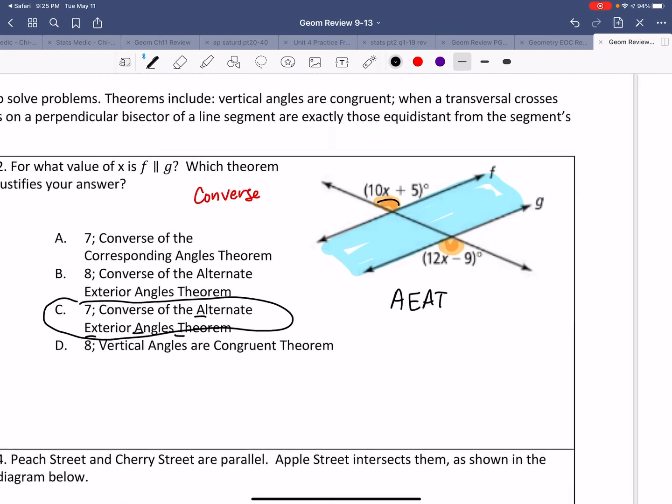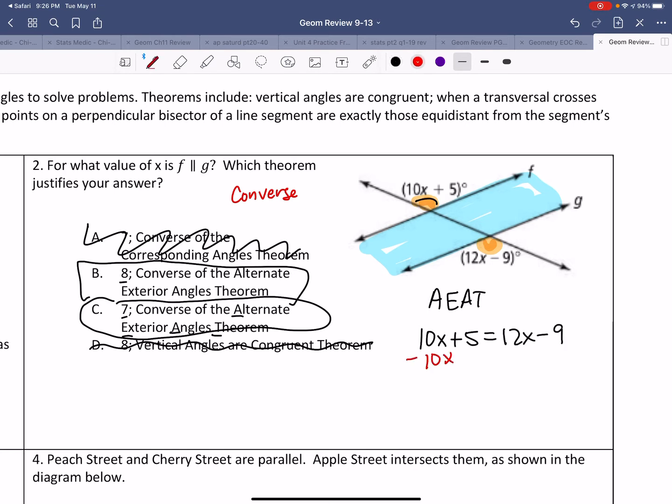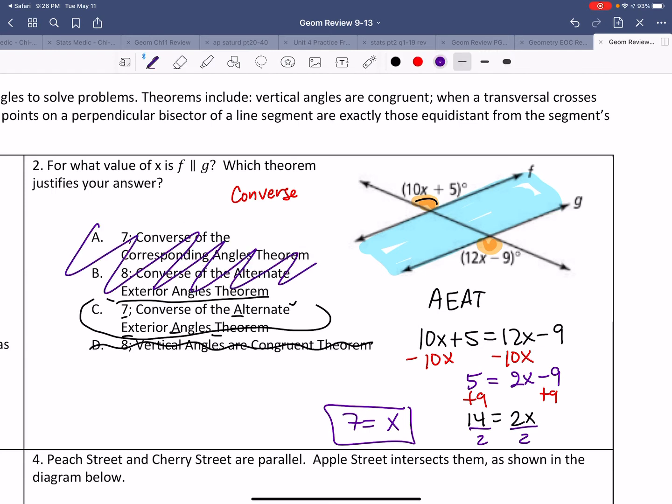Now, they don't ask, but we could solve for x just for extra practice. So if they are equal, oh, wait, I fell into a trap. It could be B or C, so I do have to solve for x. Because if it's 8, I need B, and if it's 7, I need C. Okay, so let's set these equal to each other. And then if I subtract 10, I get 2x. Copy the rest down. If I add 9, I get 14. If I divide by 2 on both sides, I get 7. Beautiful. So it can't be B either, because it's not 8, it's 7.